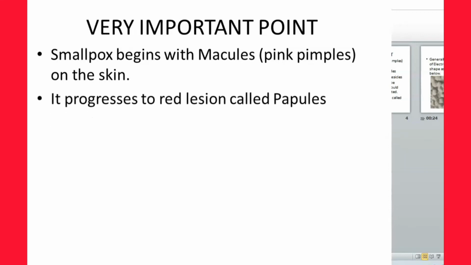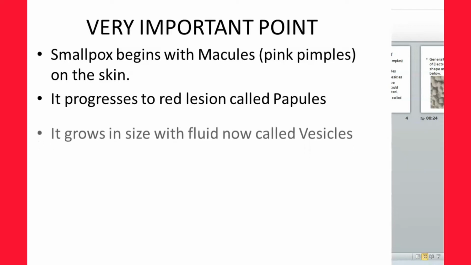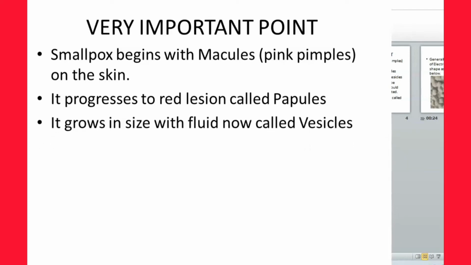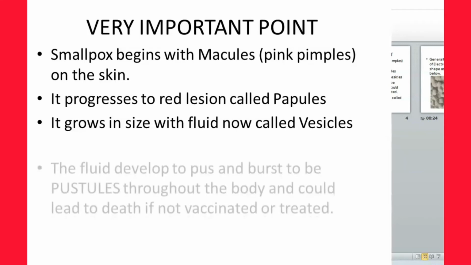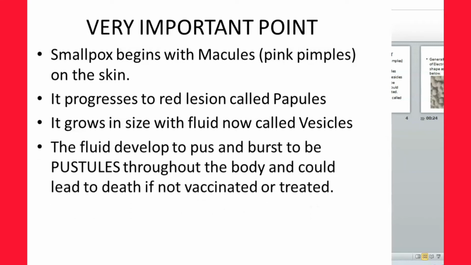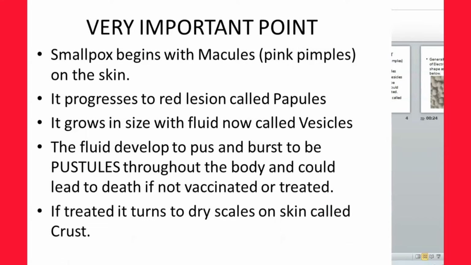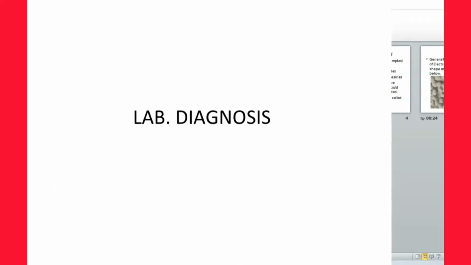Very important point to know: smallpox begins with markers, pink pimples on the skin. It progresses to red lesions called papules. The papules also grow bigger in size and are filled with fluid. Now they are called vesicles. The fluid changes to pus, and you call them pustules throughout the body. And this is always life-threatening. But if vaccines or treatments are given, you can see it subside and you see crust all over.